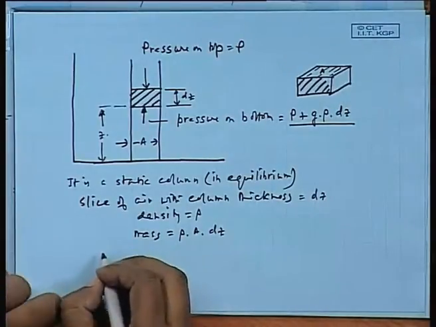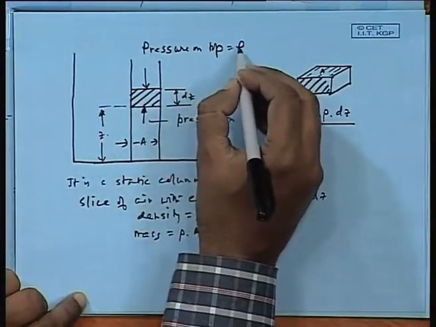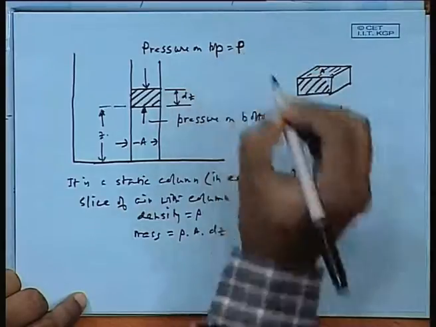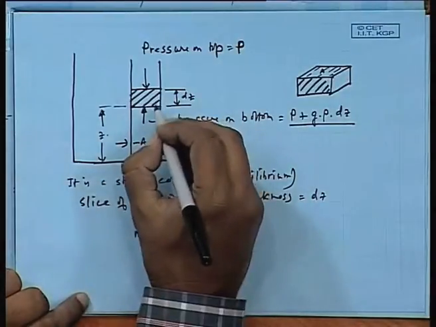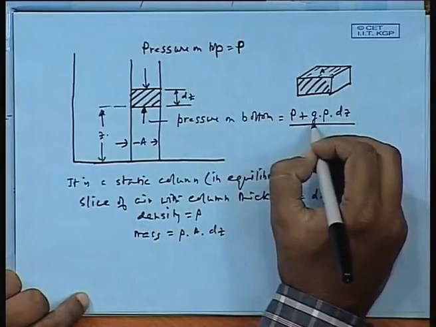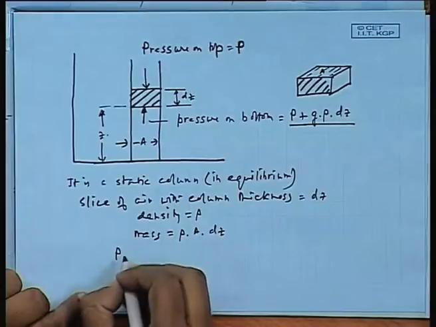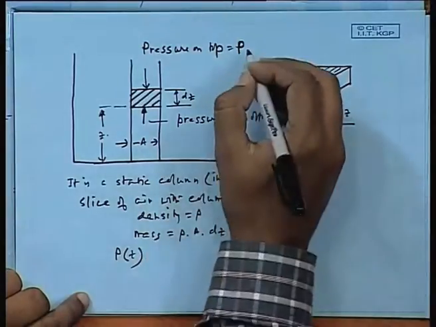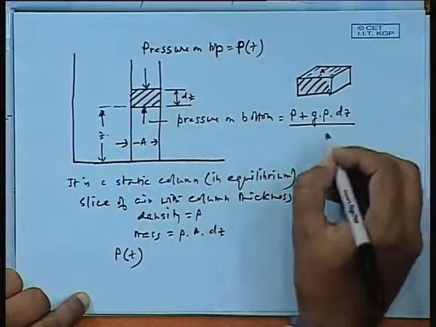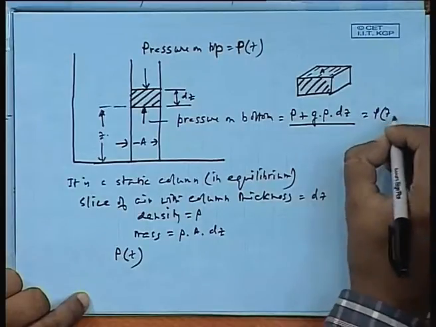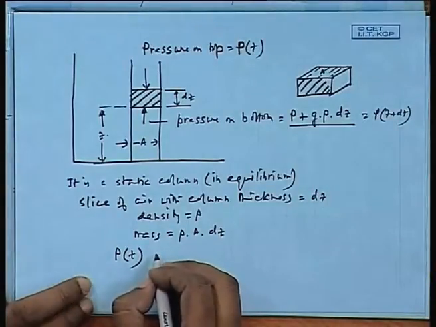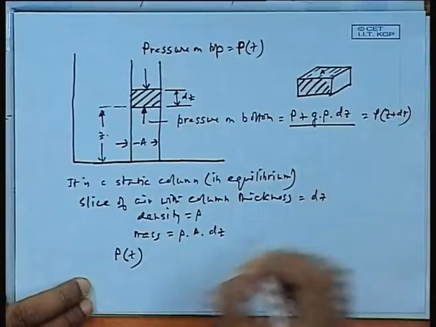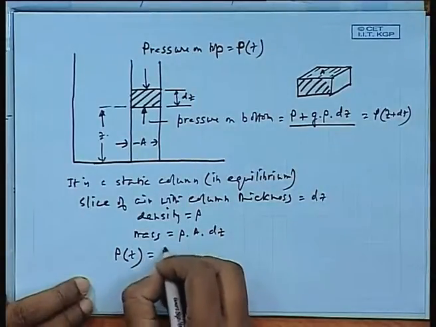Having said this, one thing we can write here is that this is P, the pressure on the top, not rho, remember, and this is P plus G into rho into dz. So if it has to remain in equilibrium: the pressure on top is Pz, and the pressure on the bottom is Pz plus dz.